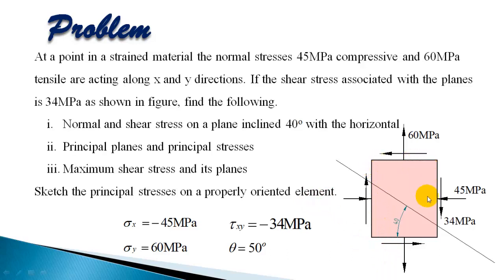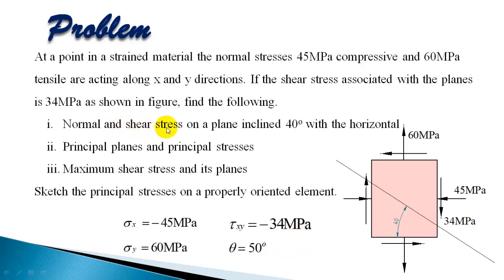So in a strained material, in the x direction 45 MPa compressive stress is acting, and y direction 60 MPa tensile stress, and it's also associated with the shear stress of 34 MPa, and on the right face it's downward. So in the analytical solution we have to treat this as negative. So we have sigma x minus 45, minus because it's compressive, and sigma y 60 MPa tensile, so positive, and tau xy minus 34 MPa. Since it on the right face it's downward, it is minus.